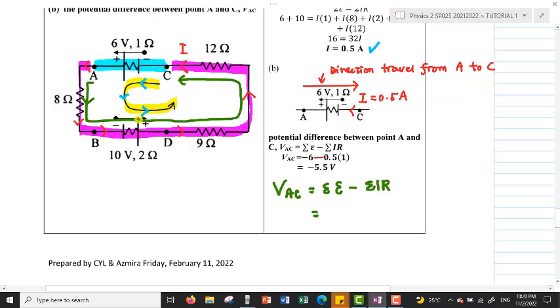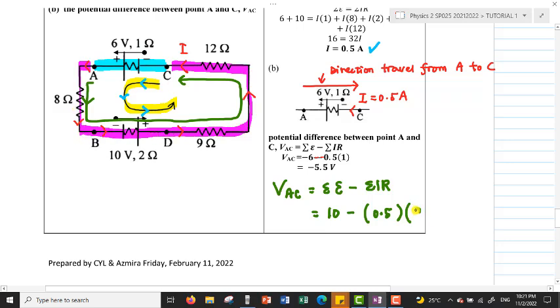And then if we compare the direction of the EMF 10 volt with the direction of the loop, it is the same, so we have positive 10, then minus the current multiplied by all the resistance that we have in between this circuit path. So the current is 0.5 ampere, and if you compare the direction of current with the direction we travel from A to C along this circuit path, the direction is the same, so we have positive 0.5. Then we are going to multiply this value with all the resistance that sit in this circuit path.